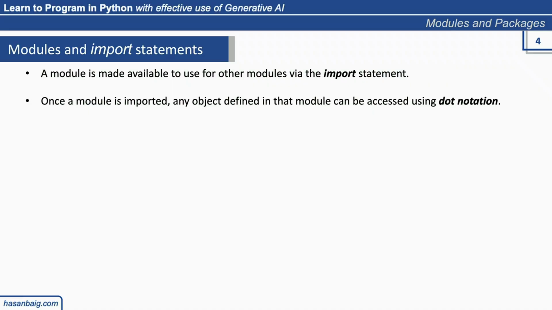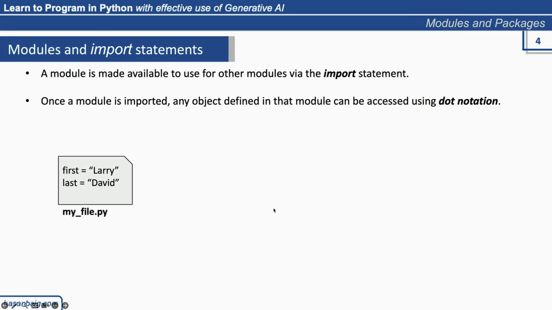We have discussed this, we have talked about it. And once a module is imported, we can access any objects defined in that module with the help of dot notation. So recall math.sqrt, remember? Math dot, what was that, the floor function, or a different function, as you said.